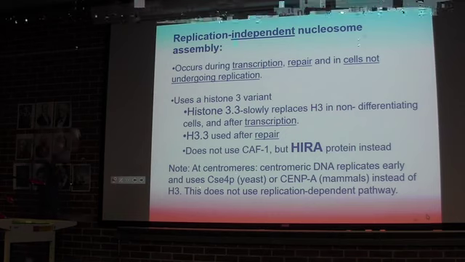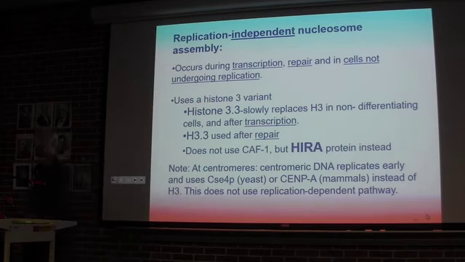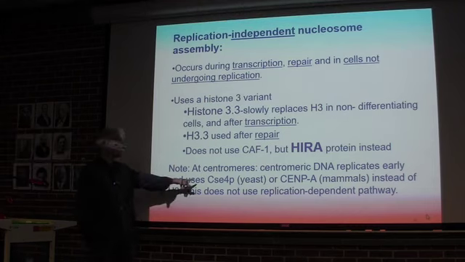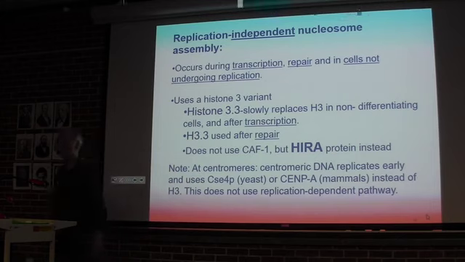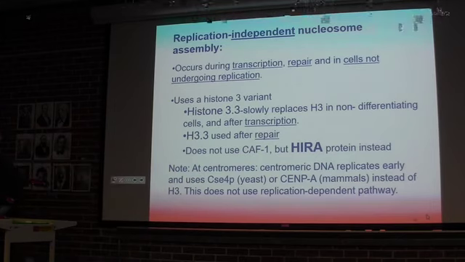Centromeric DNA replicates early and uses, here we go, another histone 3 variant. Histone 3 variant at the centromere, the CSE4P or the CENP-A in humans. So this is a common theme that histone 3 is used to alter nucleosome structure for one reason or another.